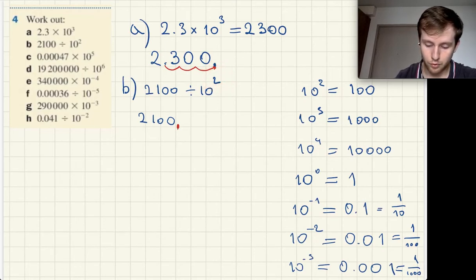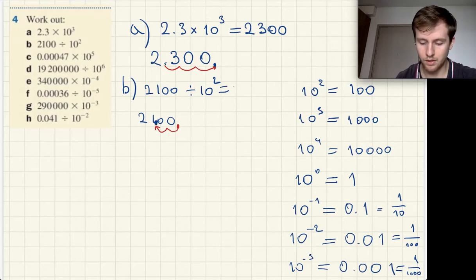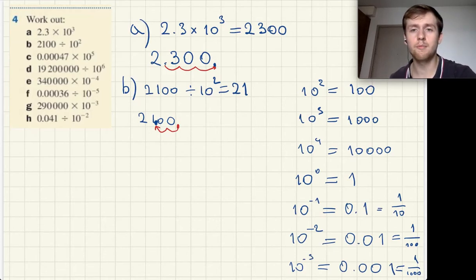And we have to go 2 steps to the left in this case. So we have to go 2 steps to the left, and the answer we get is 21.00, which we can simply write as 21.